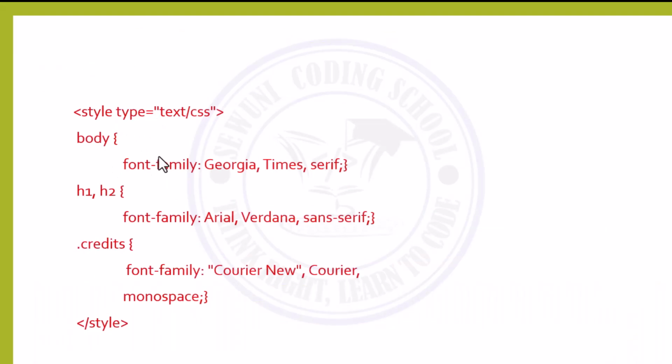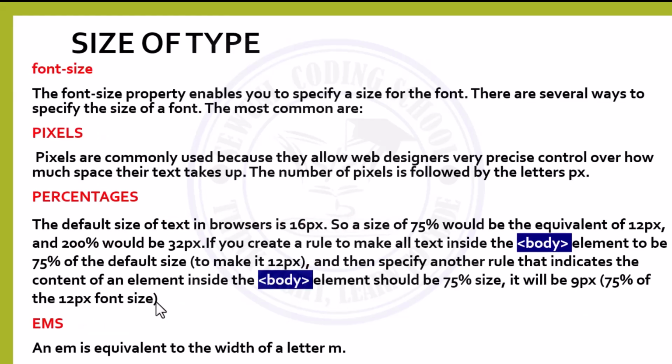This is an internal CSS. Our concentration should be on the body. On the body, we want to give the property font-family. We want to give it Georgia, Times, and serif. Yes, this is a generic name. We can also give Arial, Verdana, and indicate the generic name. We can also give Courier, which will be the monospace.